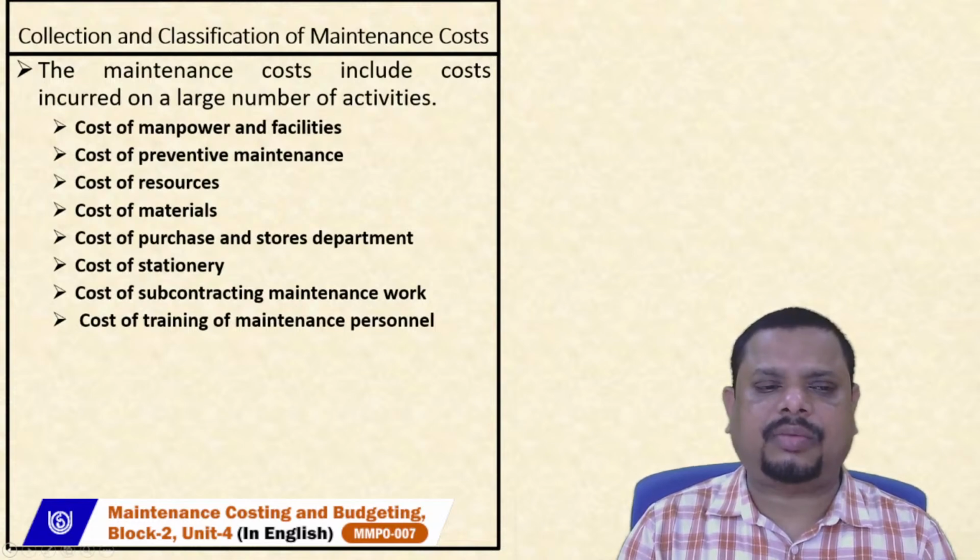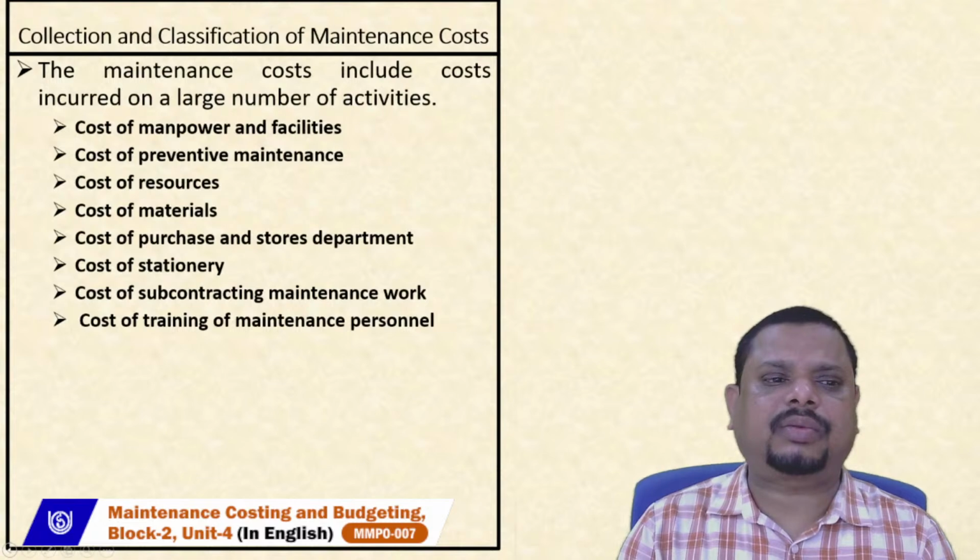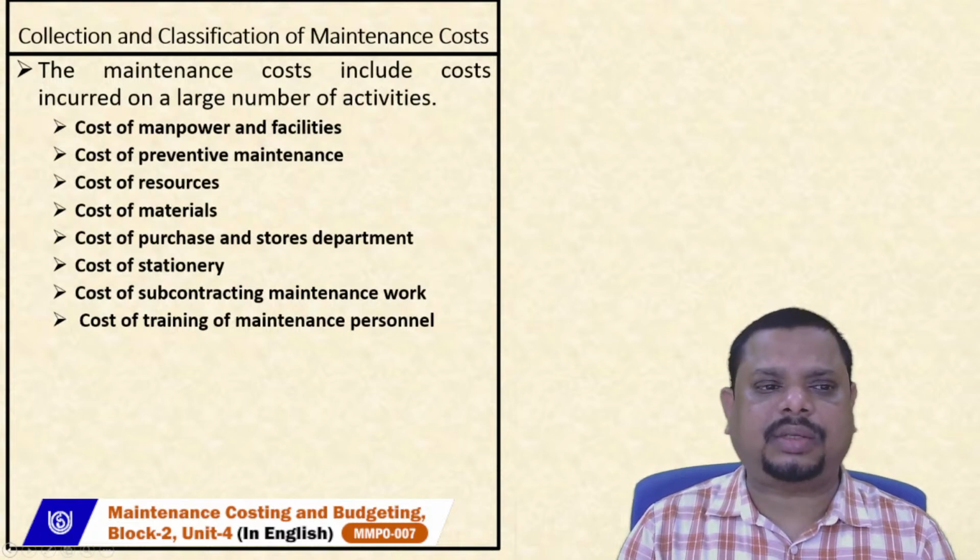I will just repeat from the first one. The first we have is cost of manpower and facilities. The next one is cost of preventive maintenance, then cost of resources, cost of material, cost of purchase and store department, cost of stationery. And if a company goes for subcontracting of maintenance work, in that case cost is also involved.